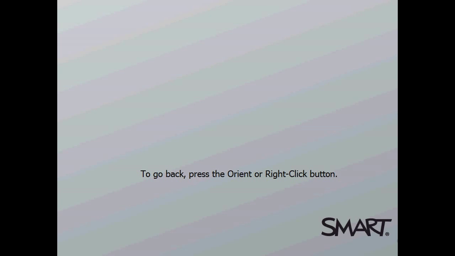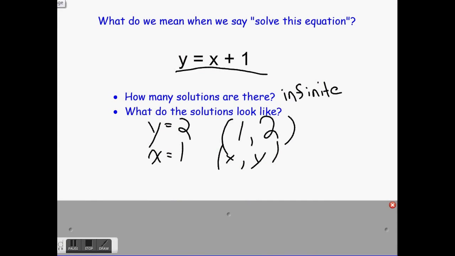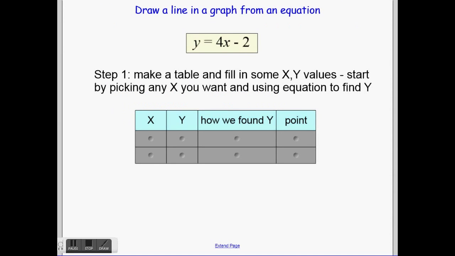So, we need to draw a line and a graph from an equation. Okay? So, the graph paper's over there if you need it. We did this in like 7th grade. Yeah. But I need to introduce it this way, something you remember doing, before I get into something new that you haven't done.